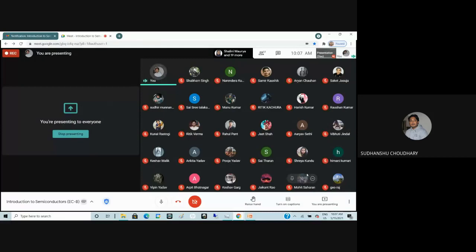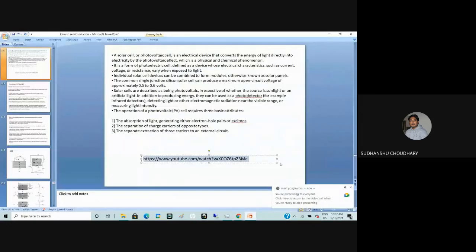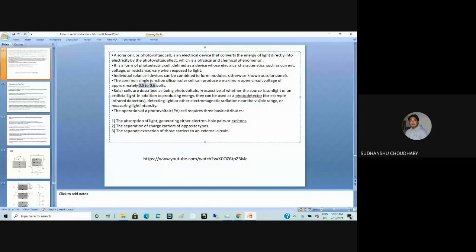Okay, so I think that was a self-explanatory animation. I have given a link also here, so you can also see this. But yes, the principle is the same that we have discussed. Right? So all these three points and whatever points we have mentioned, all these things correspond to a solar cell.